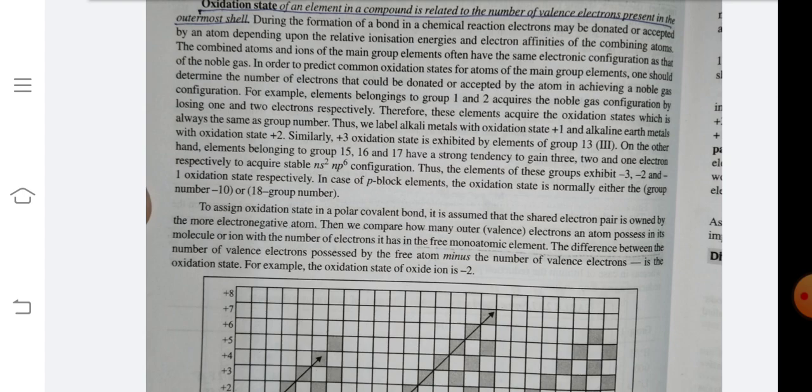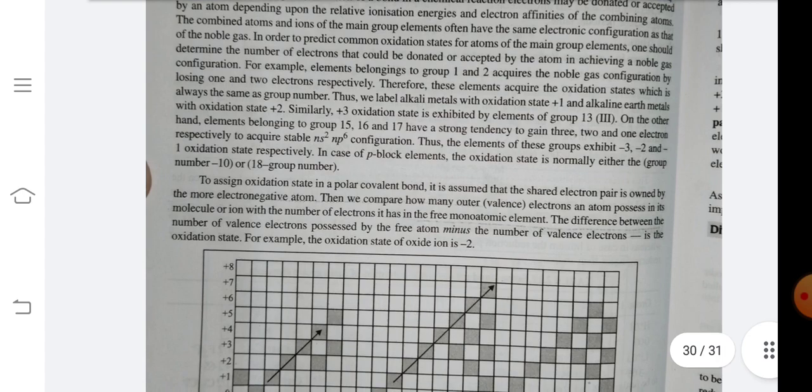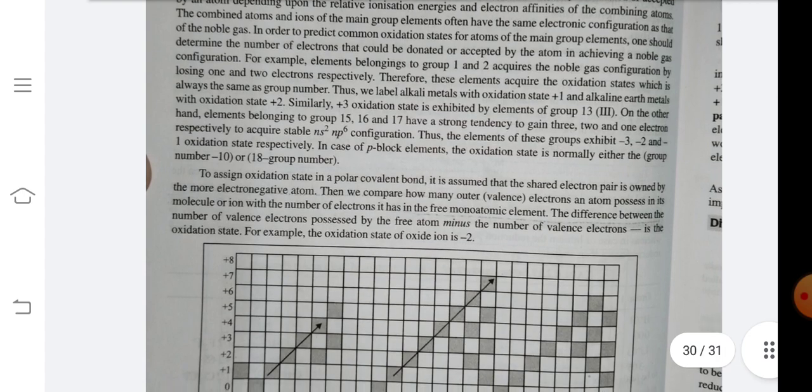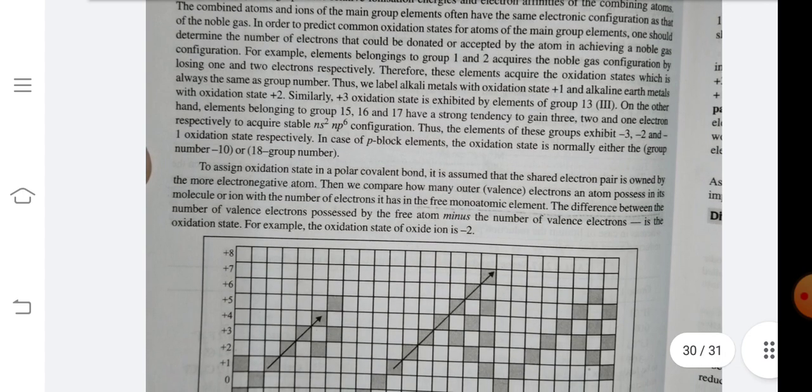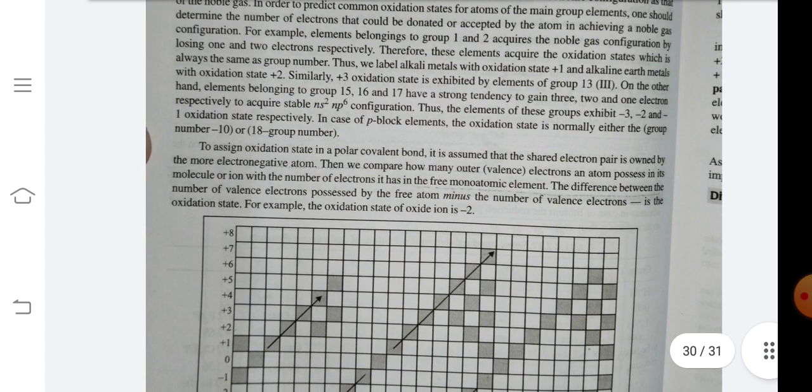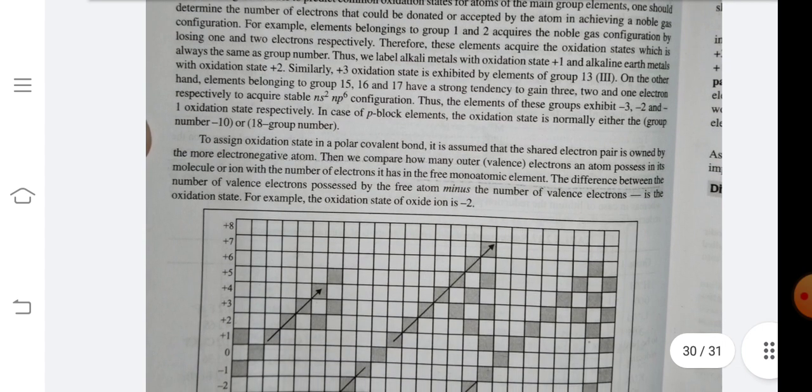The combined atoms and the ions of the main group elements often have the same electronic configuration as that of the noble gas. In order to predict common oxidation states for atoms of the main group elements, one should determine the number of electrons that could be donated or accepted by an atom in achieving a noble gas configuration. For example, elements belonging to group 1 and 2 acquire a noble gas configuration by losing 1 or 2 electrons respectively. Therefore, these elements acquire an oxidation state which is always the same as the group number.